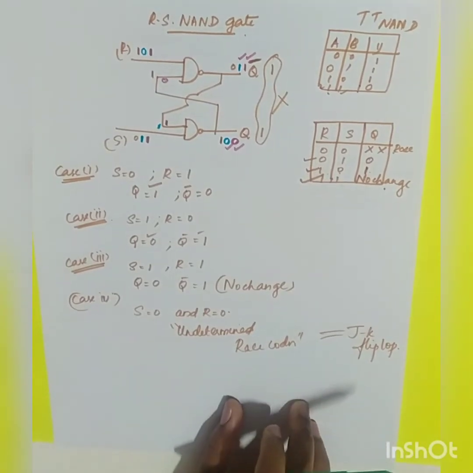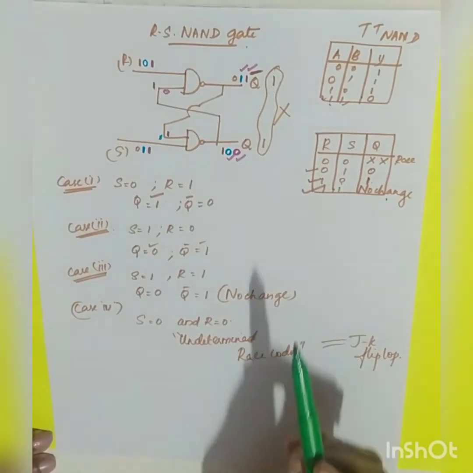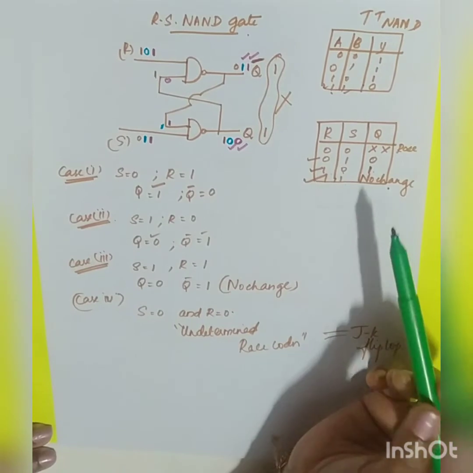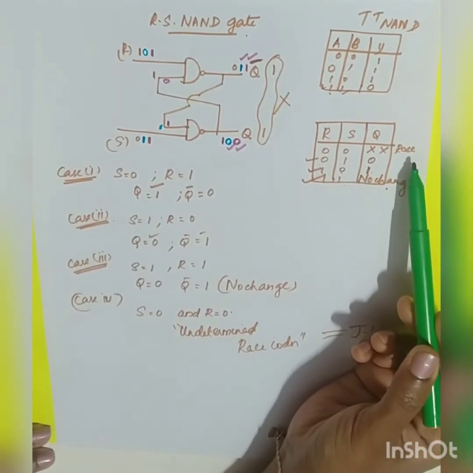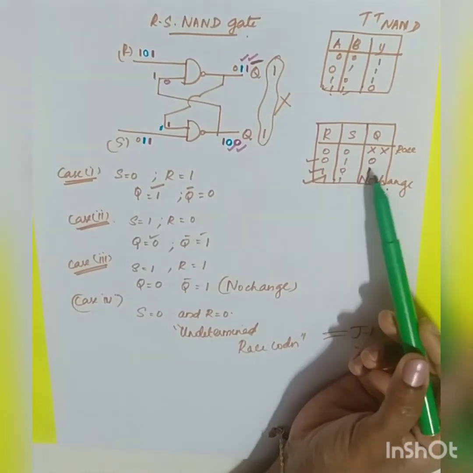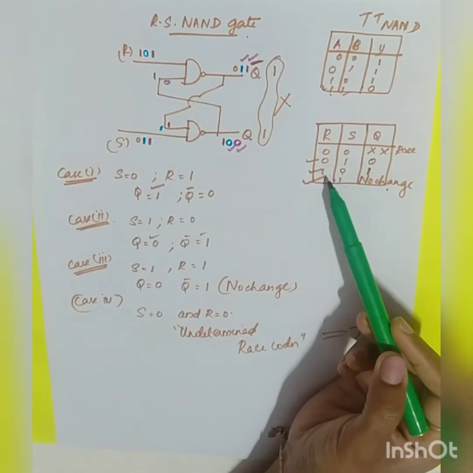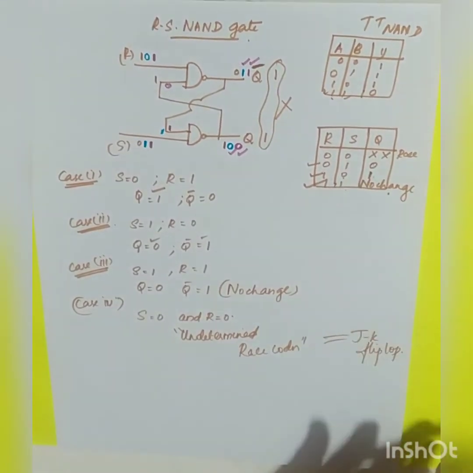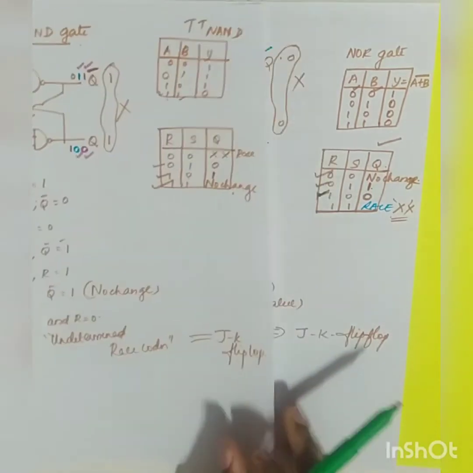Since the truth table was not clear, let me show you once again the RS NAND gate flip-flop. So 0, 0 was your race condition or indeterminate condition. 0, 1, Q was equal to 0. If reset is 1, Q was 1. And 1, 1, there was no change.